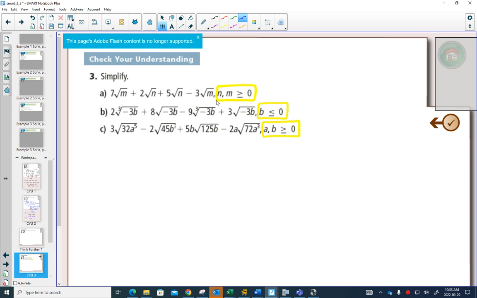Okay, so in part A, do we have like terms? Are they written as mixed radicals? Can we simplify them anymore? Yes, they're already mixed radicals that we can't simplify anymore. Do we have any of them that are alike? Yes. We have 7 root m's minus 3 root m's, leaving us with 4 root m's. We have 2 root n's plus 5 root n's, which would give us 7 root n's. And this is all we would need to do in A. Really nice when it's already pre-simplified.